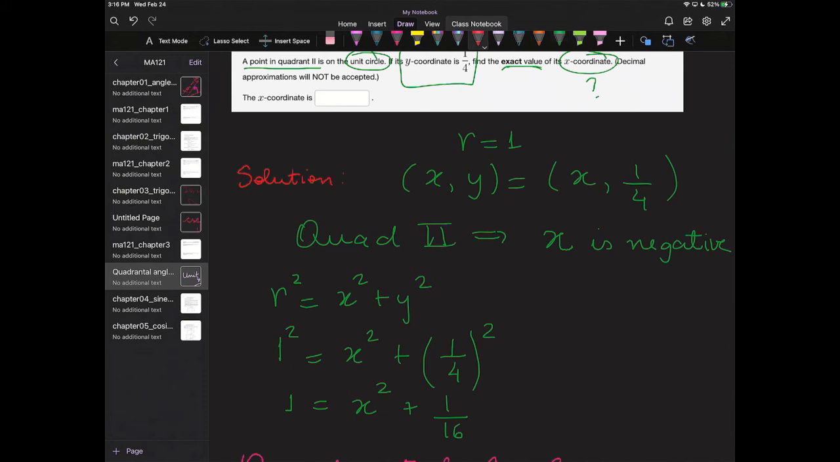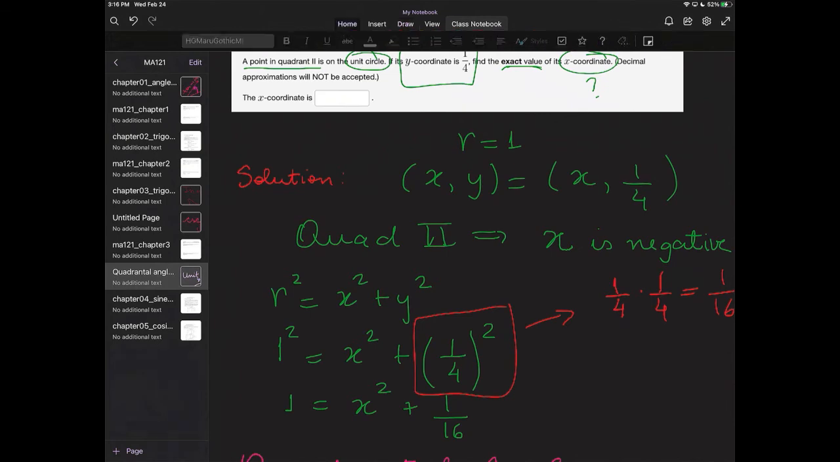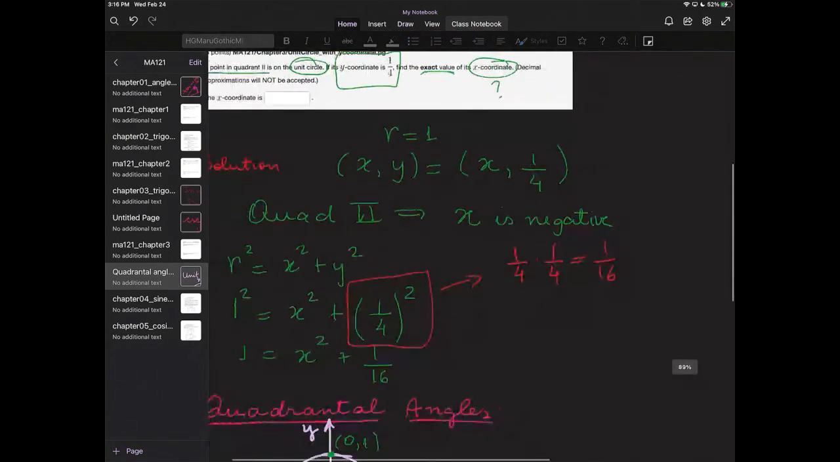Right? So please remember that this is the square, and the square means repeated multiplication. So basically you have 1 over 4 multiplied by itself. So 1 times 1 is 1, and 4 times 4 is 16. Okay, so that is the square. So 1 over 16 is the square of 1 over 4. So now we're going to isolate the variable x, so we're going to get the value of x.